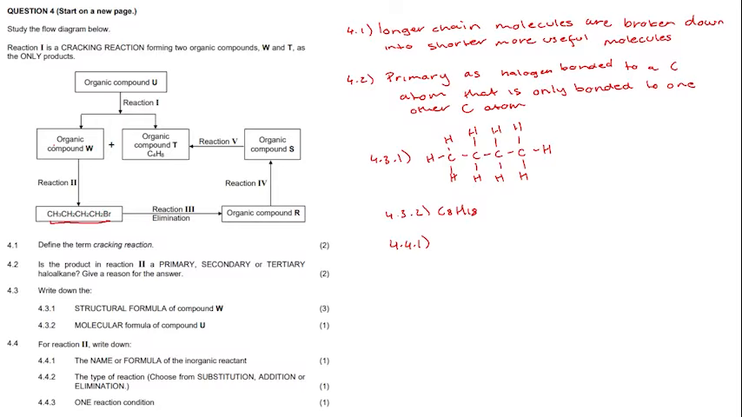Question 4.4. For reaction 2, 4.4.1, give the name or formula of the inorganic reactant. So, for reaction 2, we go from organic compound W, which is butane, and we get to bromobutane. Therefore, this is halogenation. And the inorganic reactant would be Br2. Question 4.4.2. The type of reaction. Choose from substitution, addition, or elimination. So since this is halogenation and we are removing one H atom to replace it with a bromine atom, this is then substitution. Question 4.4.3. One reaction condition. So the reaction of halogenation requires light, or alternatively, you could say heat.